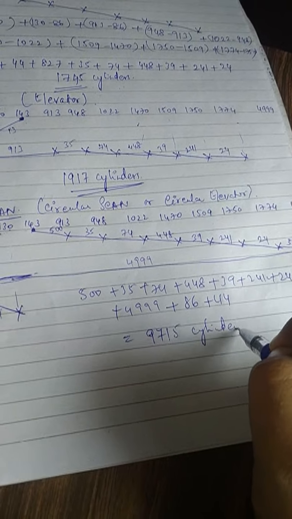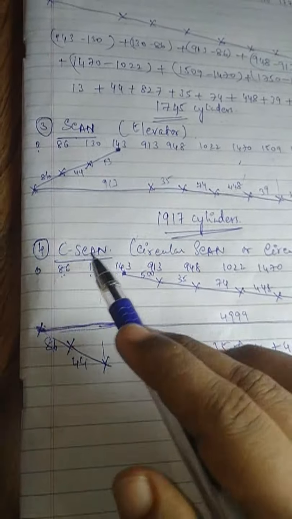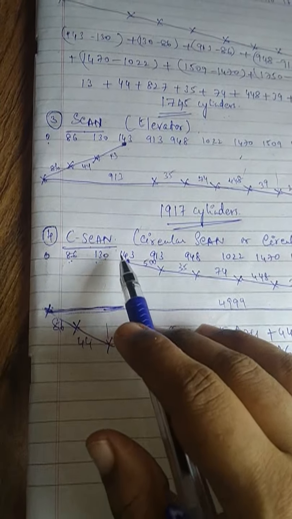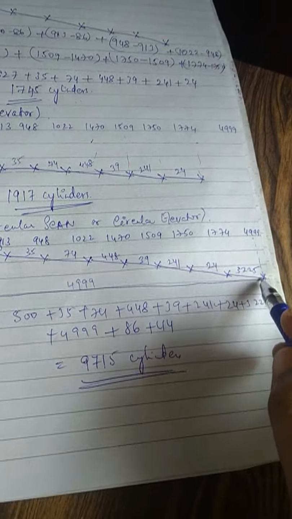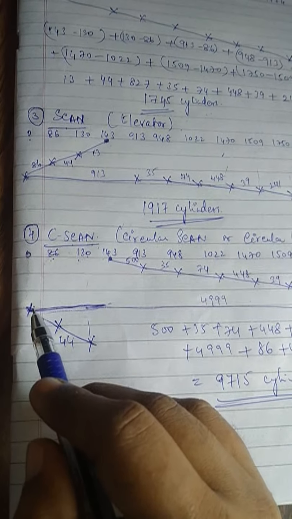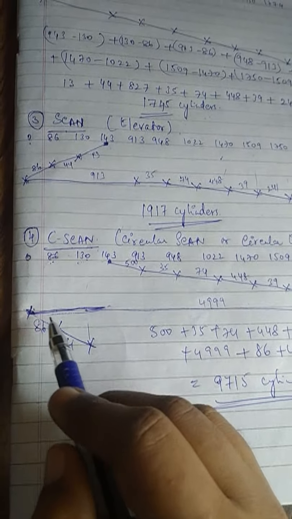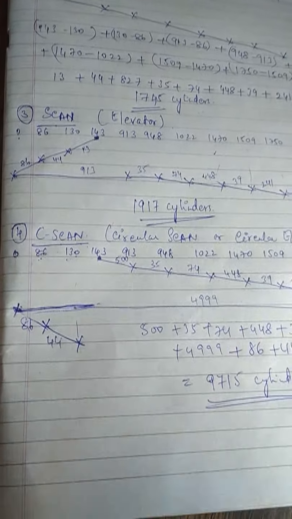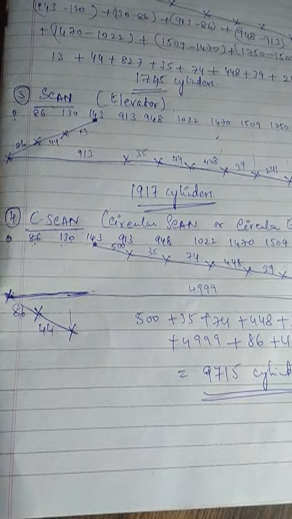Therefore you are going to get a total number of cylinders. Okay, so this is your C-scan or circular scan. Move in one direction till the end, and since it is circular, from one end you are coming all the way to the other end. Once you reach the other end, then you are going to service the requests. So I hope you have understood this.